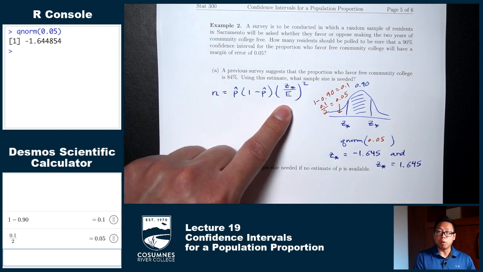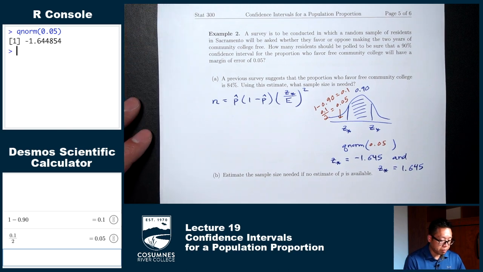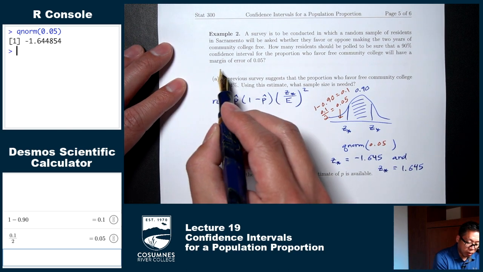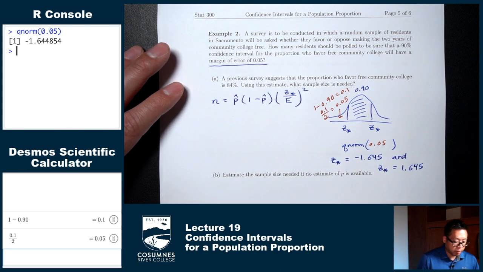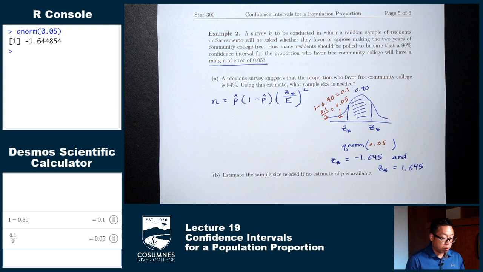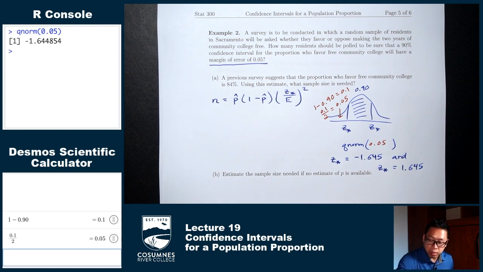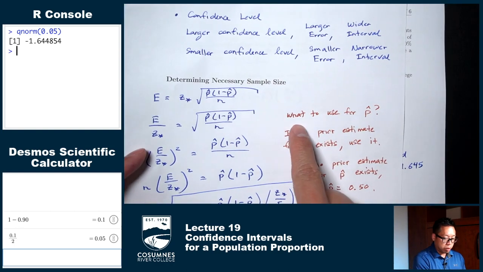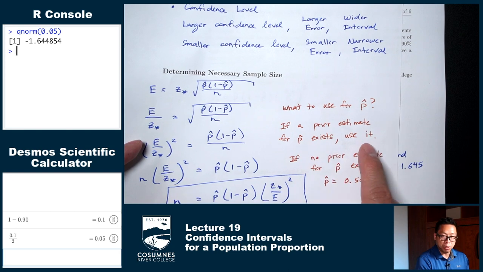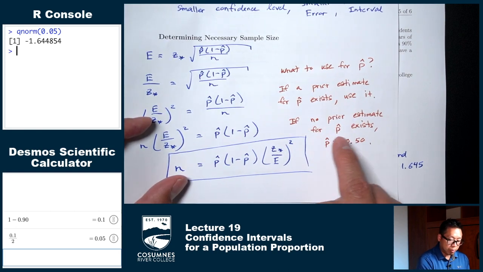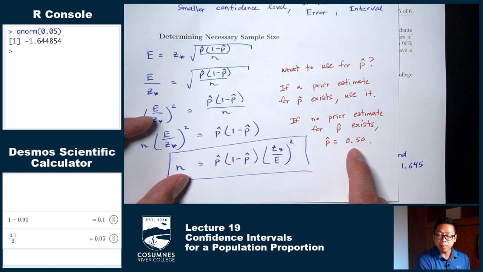E is the margin of error. What margin of error am I using here? Margin of error, 0.05. Okay, so that goes in for the E. And then finally, what do we use for p hat? So let's go back to the formula for sample size. What to use for p hat? If a prior estimate for p hat exists, use it. If no prior estimate for p hat exists, we're going to use a p hat of 0.50.